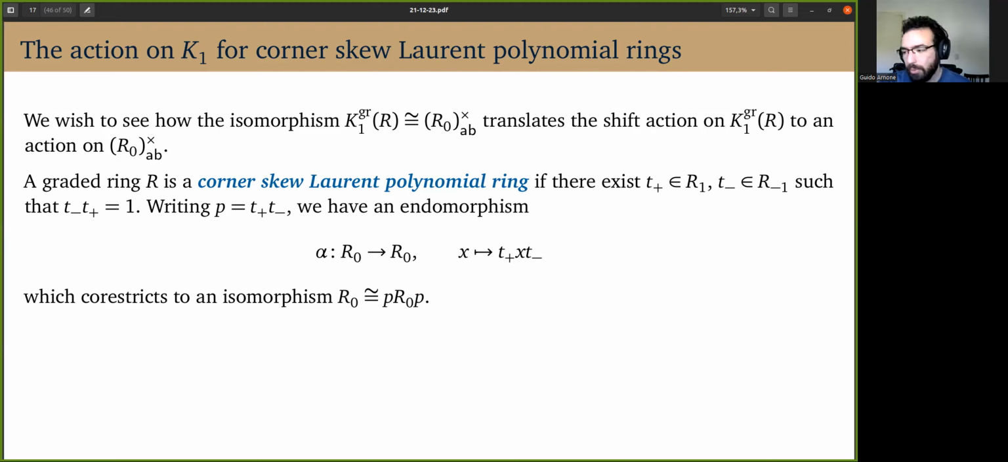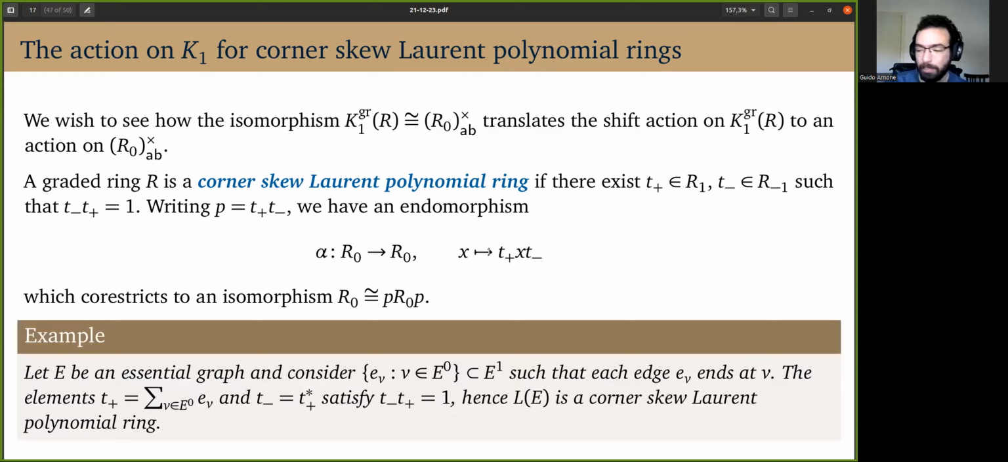So what I claim is we can characterize the action on K1 for each corner skew Laurent polynomial ring, which is in addition strongly graded and has ultramatricial degree 0 component. So those are a lot of hypotheses, but one example of such rings are Leavitt path algebras of essential graphs. So these graphs do not have sources. And this is guaranteed in our case because our graphs are directed primitive. So each pair of vertices is connected through some path. In particular, each vertex emits and receives an edge. So this is applicable to our context.